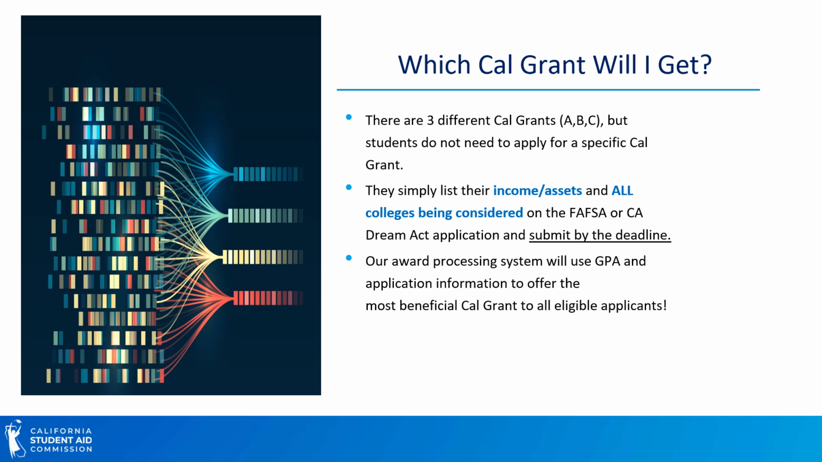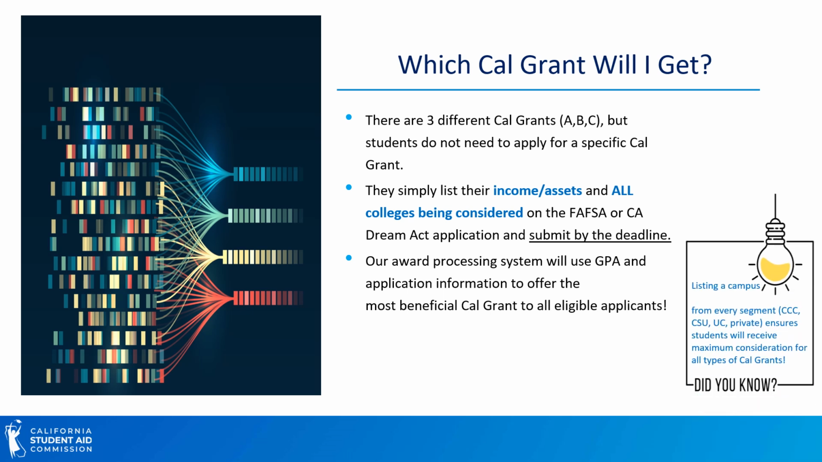And then from there, our award processing system, WebGrants, will automatically process all completed applications with a matched GPA for Cal Grant consideration. And if you did not know, listing a campus from every segment, a community college, a CSU, a UC, and a private school, will ensure that students will receive maximum consideration for all types of Cal Grants. So we highly recommend that you tell your students to list a college from those 4 different segments so they can compare the different financial aid offers from different schools.